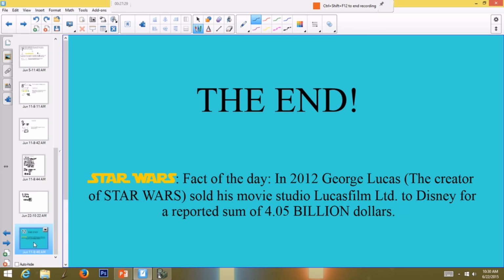And as we finish up, the Star Wars fun fact of the day: in 2012, George Lucas, the creator of Star Wars, sold his movie studio Lucasfilm Limited. He was the sole and only shareholder to Disney for a reported sum of $4.05 billion. Half of that was Disney stock options. So every Marvel movie, every Disney movie, every Pixar movie, every Star Wars movie that comes out from now on, old George Lucas gets a taste.